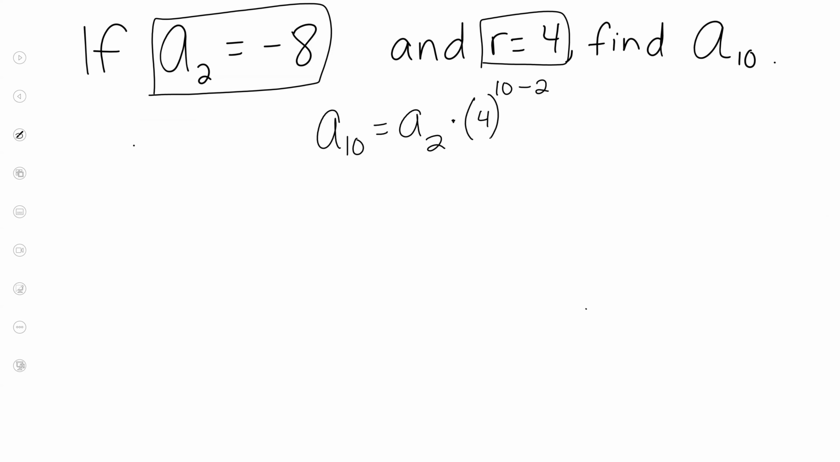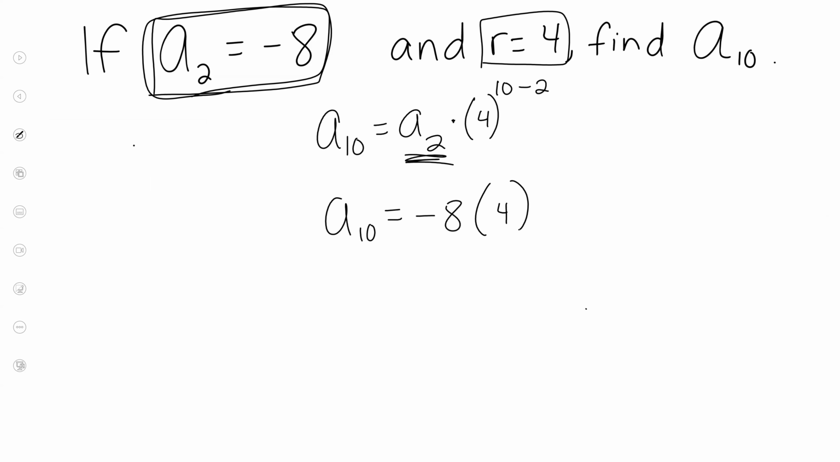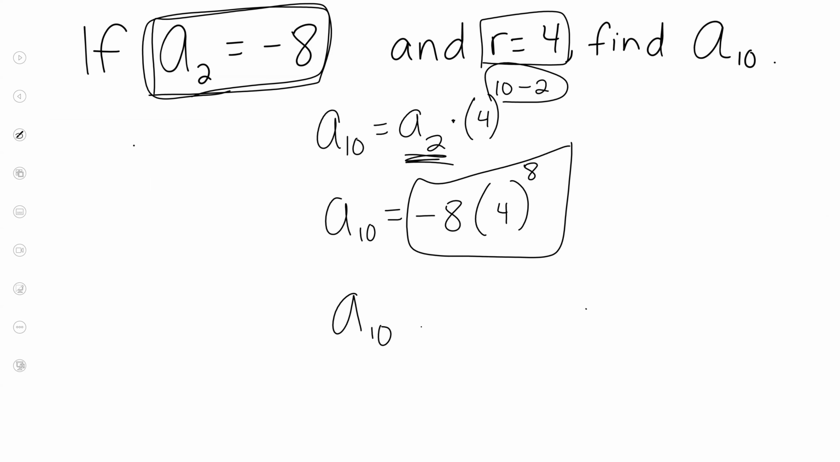Okay, so let's simplify. A2 is -8. 10 minus 2 is 8. So just type this into your calculator. That means A10 is equal to -524,288.